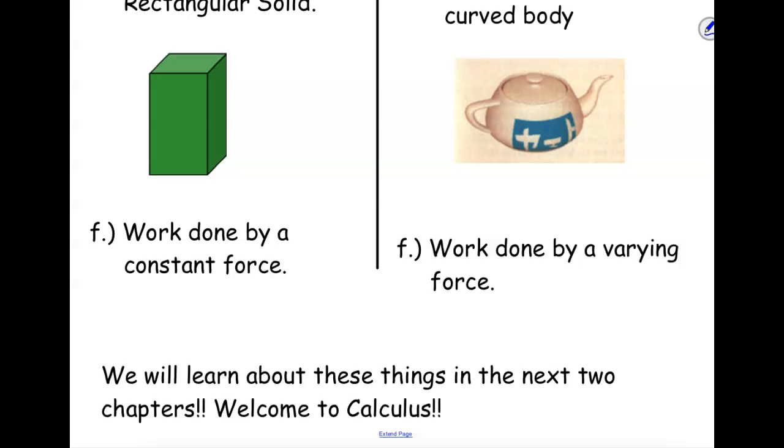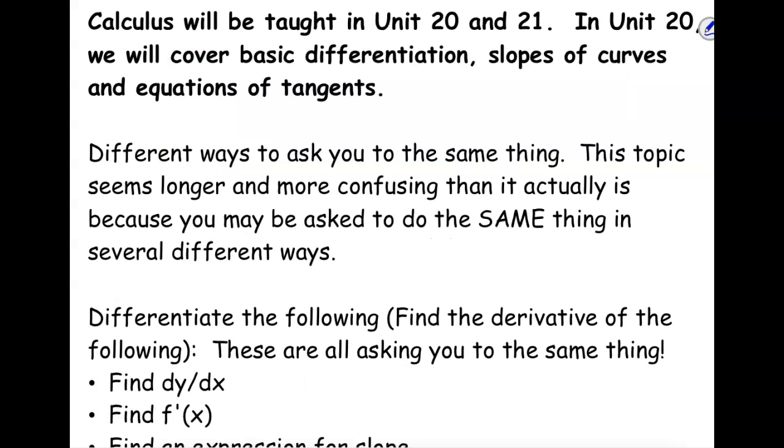So this is our first lesson with calculus. We are going to take this unit nice and slow. Feel free again to email me if you have questions on any of our videos. So our two units we'll be covering in Unit 20 and 21. We will cover the basics of calculus with differentiation, slopes of curves, and equations of tangents. So we're going to be teaching you different ways to do calculus.